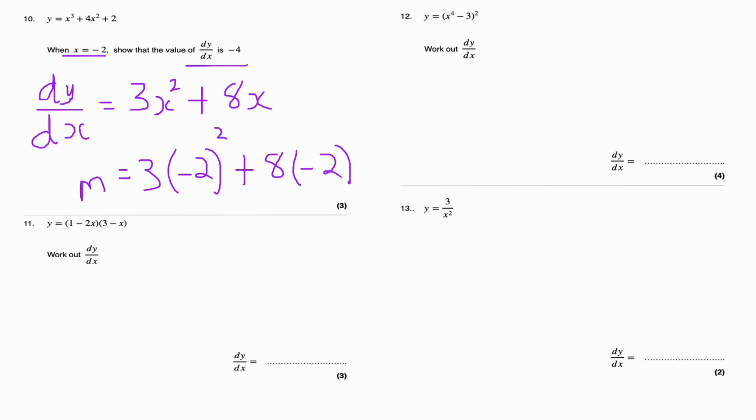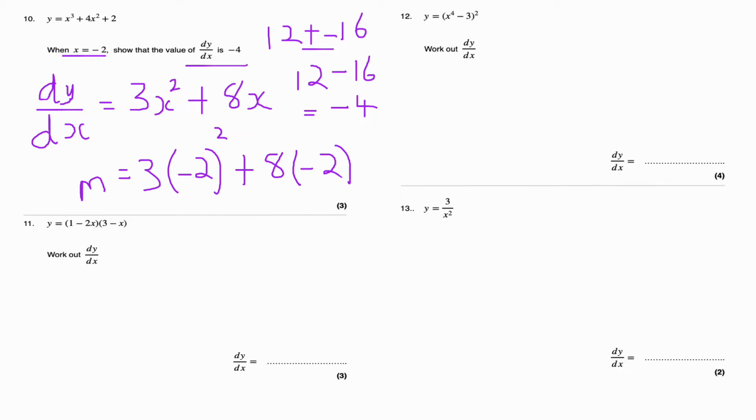answer. Well, negative 2 squared is positive 4, times by 3 is 12, so I've got 12, and then I've got plus 8 times negative 2, which is negative 16. So 12 plus minus 16, the plus and minus go to a minus, so it's 12 take away 16, which in turn is negative 4. So that is my answer, as shown.